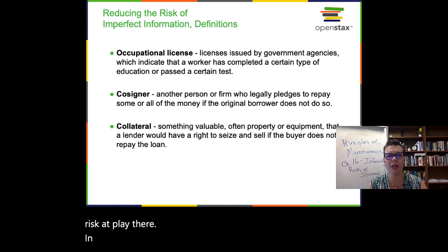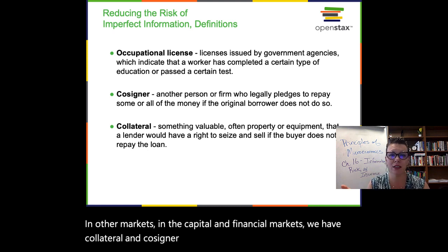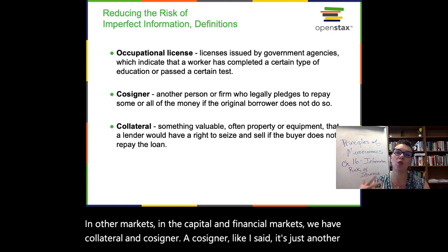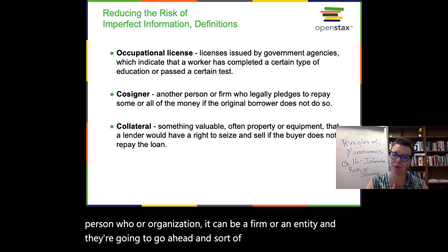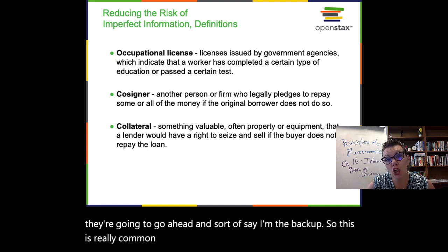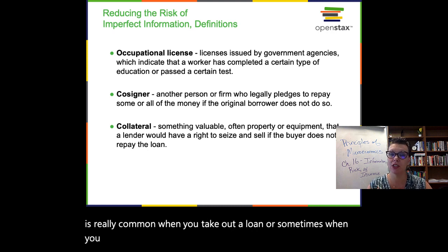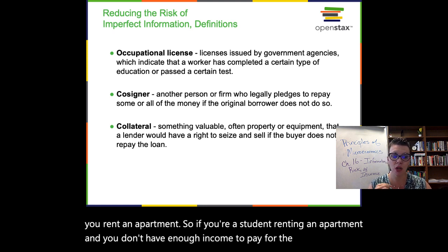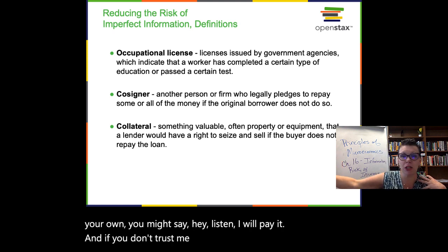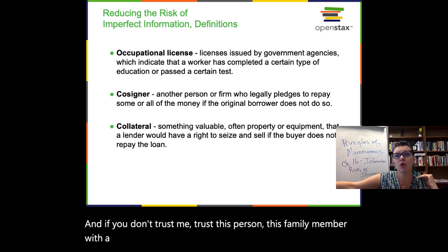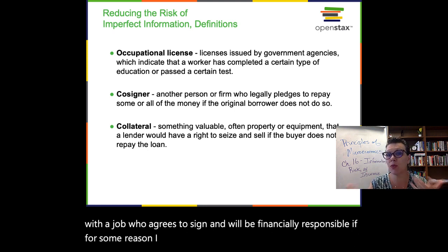In other markets, in the capital and financial markets, we have collateral and cosigner. A cosigner, like I said, is just another person, or organization, it can be a firm or an entity, and they're going to go ahead and sort of say, I'm the backup. So this is really common when you take out a loan or sometimes when you rent an apartment. So if you're a student renting an apartment and you don't have enough income to pay for the apartment on your own, you might say, hey, listen, I will pay it. And if you don't trust me, trust this person, this family member with a job who agrees to sign and will be financially responsible if for some reason I'm not. That's what a cosigner is.